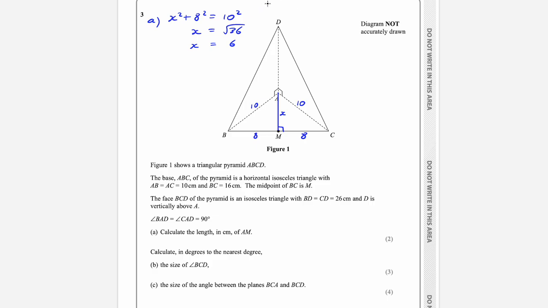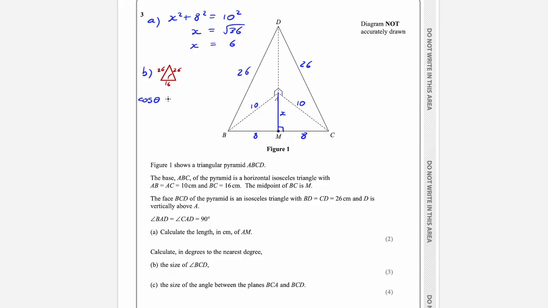Okay, so he wants BCD. Okay, now we have, in this triangle, guys, BD is 26, this is 26, and this is 16. So we essentially have a triangle with sides 16, 26, 26, and we want to find this angle, theta. This is cosine rule. I forget what they give you guys, but you can do cosine rule.